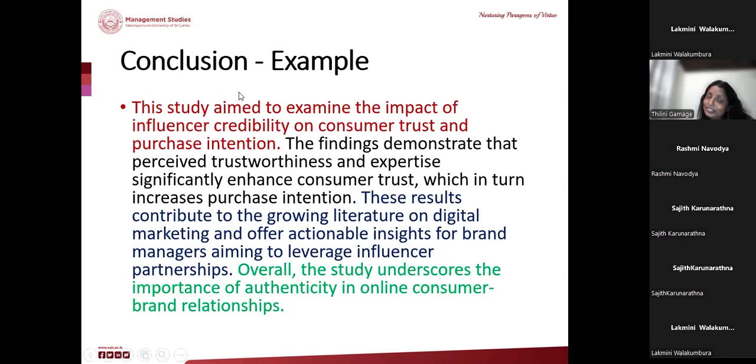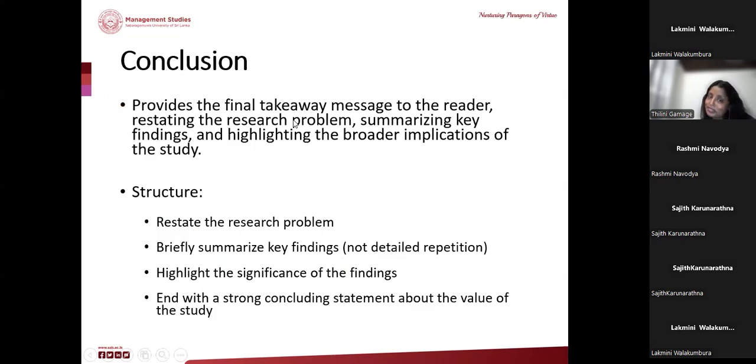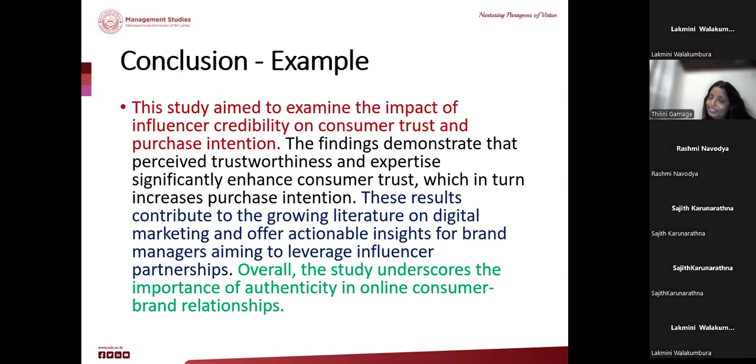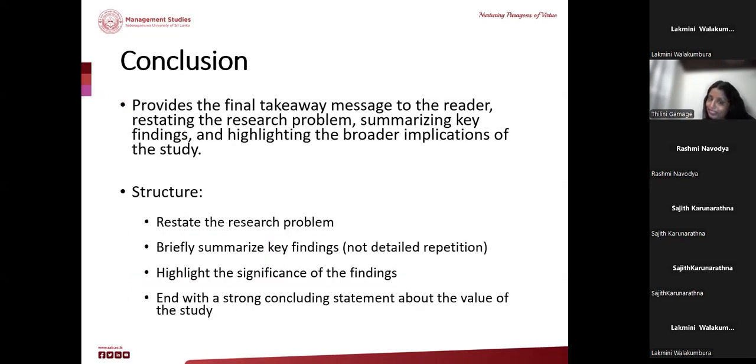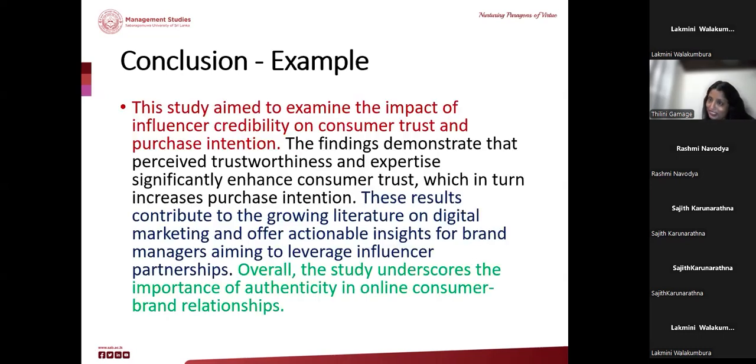When you look at the conclusion, it says this study aimed to examine the impact of influencer credibility on consumer trust and purchase intention. It talks about the research problem or the aim of this study. Since they have identified a problem, based on which they have derived the aim of the study, they have clearly emphasized it. And then you have to briefly summarize the key findings, not a detailed repetition. Here you can't see anything related to statistical values, nothing like that. They have just summarized the key findings.